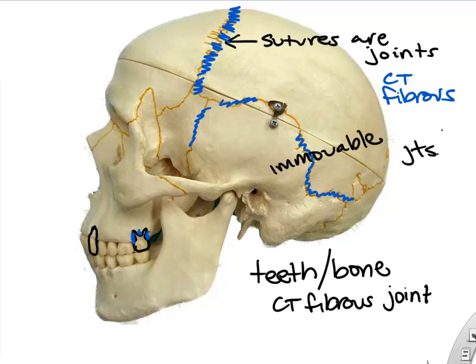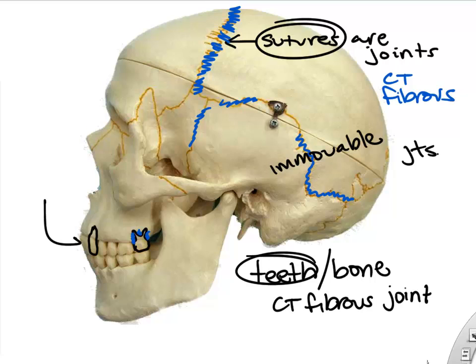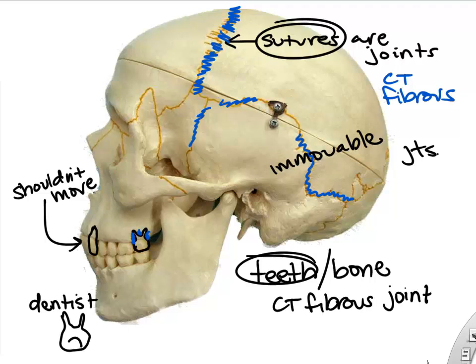Your teeth are embedded in your mandible and maxilla, and they shouldn't really move at all because they're in these fibrous joints, again, held in place by these little ligaments. And if your teeth move, maybe it's time to go see your dentist.